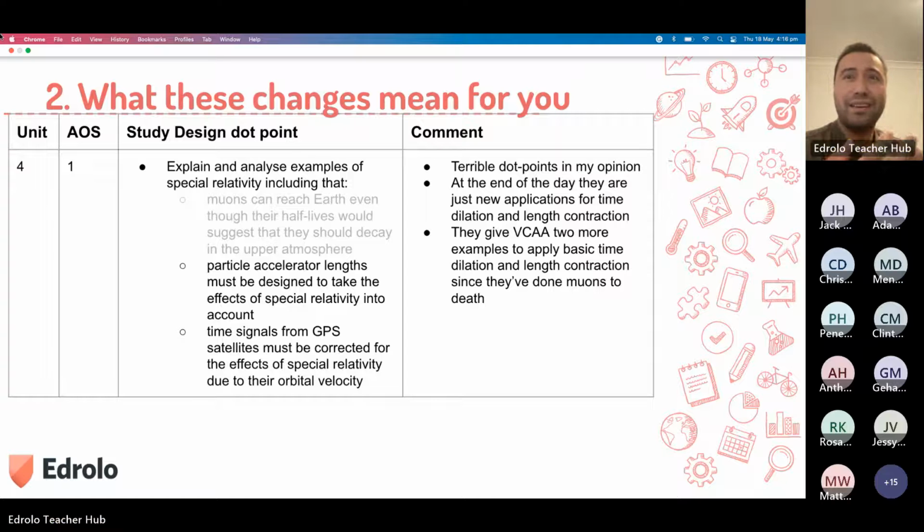But again, at the end of the day, they can only really apply basic time dilation and length contraction questions to this. So it's really just two more examples or contexts in which they can apply time dilation and length contraction, because muons have been used over and over again. So although these are new and a bit weird, I don't think they will change your teaching of time dilation and length contraction, because really they're just new applications of the same theory.